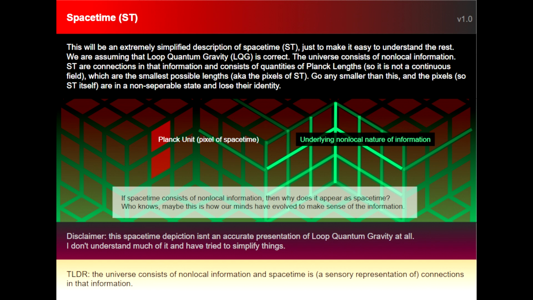If space-time consists of non-local information, then why does it appear as space-time? Who knows, maybe this is how our minds have evolved to make sense of the information. In summary, the universe consists of non-local information and space-time is a sensory representation of connections in that information.